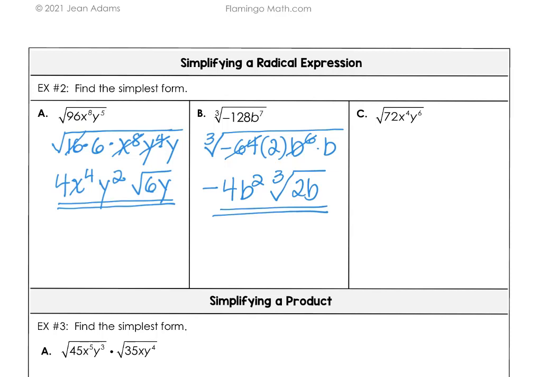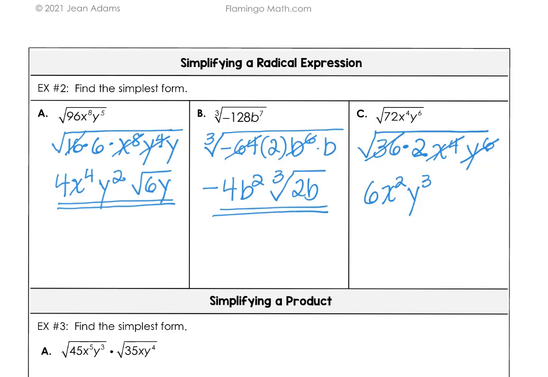And then part C, if you want to turn the video off and try this on your own, you can come back and check your work when you're finished. I'm going to reduce 72 as a factor of 36 times 2. And then we have x to the 4th and y to the 6th. Those are both even. So 6 is the square root of 36. And x to the 4th is x squared. And the square root of y to the 6th would be y cubed.